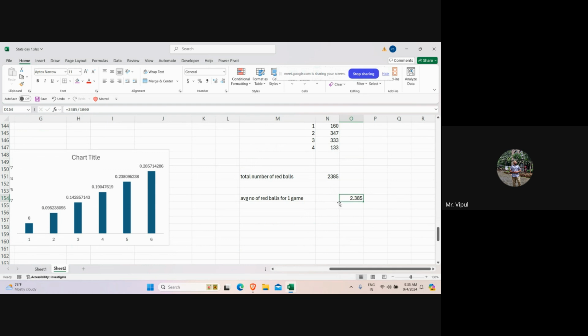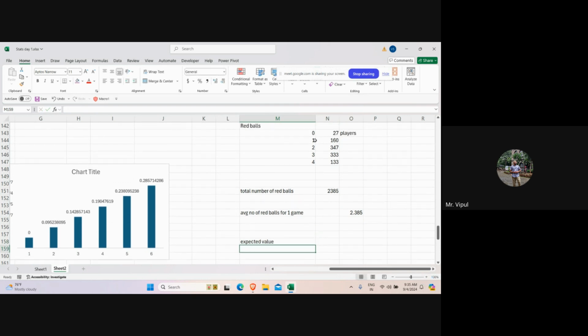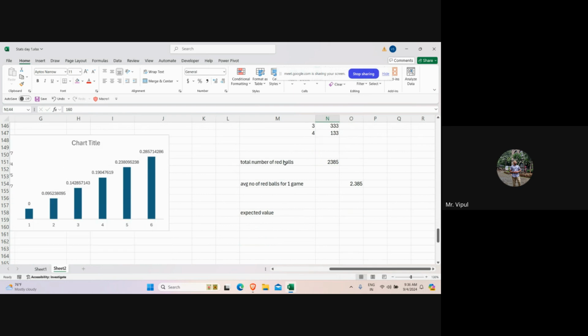Now this is expected value. The formula we used is known as expected value. That is, x1 into probability of x1 plus x2 into probability of x2 plus x3 into probability of x3, and so on, plus xn into probability of xn. And probability of x equals x denotes the probability that x equals that number of red balls.